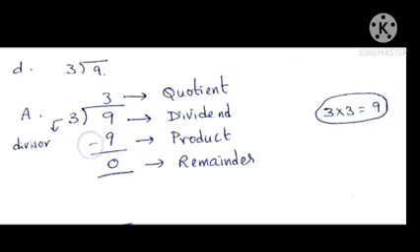Next, what should we do? We have to subtract it. 9 minus 9, how much will we get? We'll get 0. This 3 is called the divisor. This 3 is called the coefficient. This 9 is called the dividend. This 9 is the product. And this 0 is the remainder.